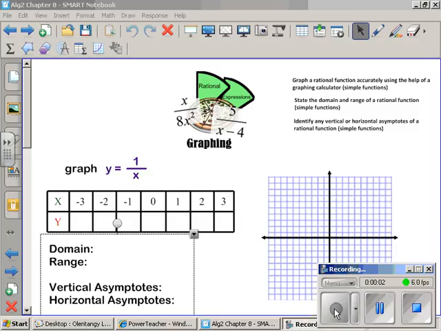Function-wise, we're going to learn a new kind of graph. Let's go back over the ones we've done already. A linear equation, the graph looks like a line. Quadratic equation, the graph looks like a parabola. An absolute value equation looks like a V. If anyone missed that, it looks like a V.